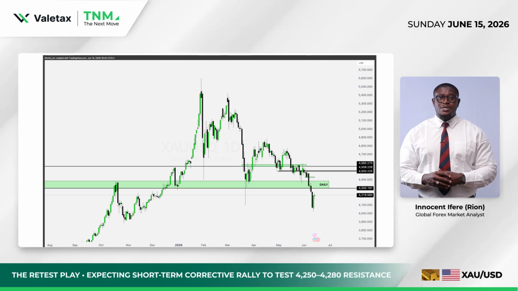For this coming week, we're going to be expecting to see a continuation of that correction back into possible levels such as the 4,250 to 4,280 levels, the current intraday previous support, to reclaim that level as a resistance before the continuation of the sells for the XAUUSD.